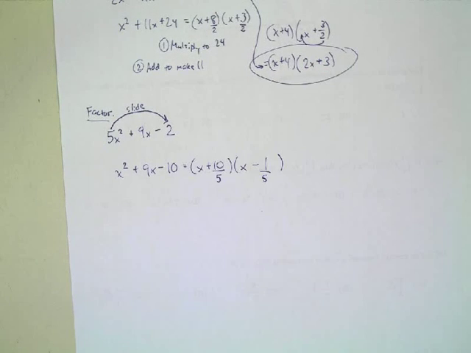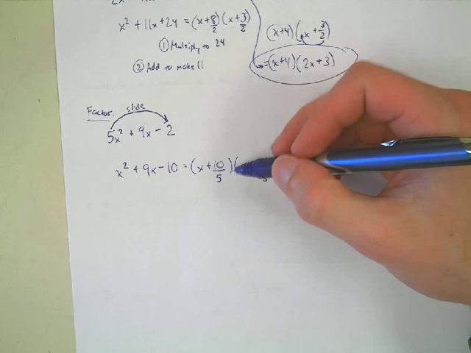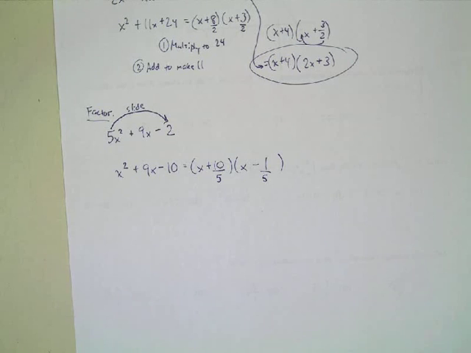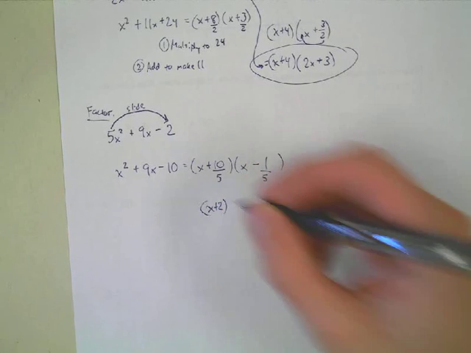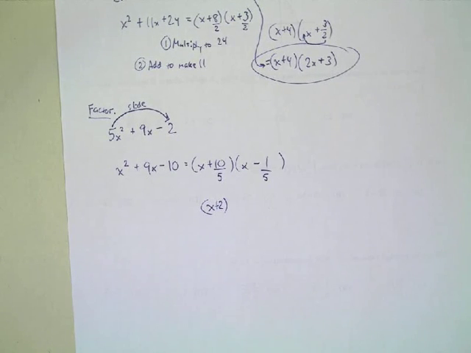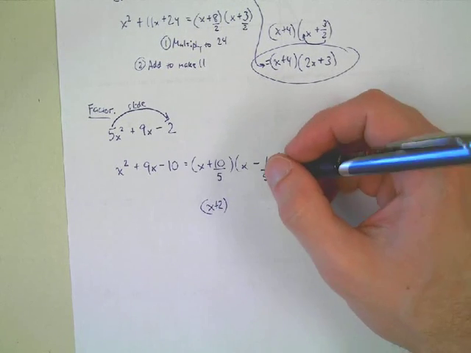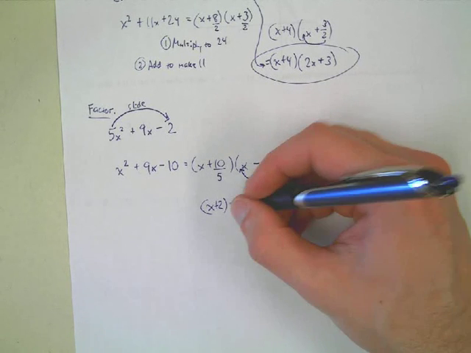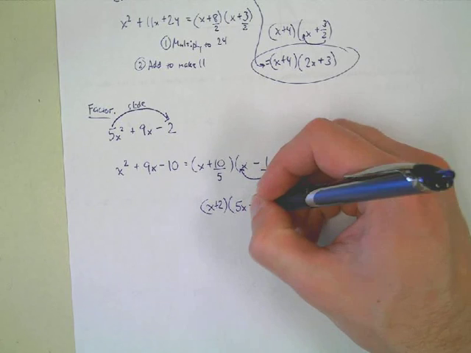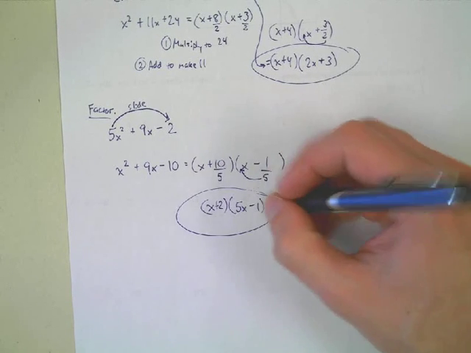Does 10 divided by 5 simplify, Jordan? Makes 2. So we have x plus 2. And then does 1 divided by 5 simplify? Negative 1 fifth. It's just 1/5, right? So it doesn't simplify. So then we'll slide that back in front of the x there, and we have 5x minus 1. And there's our answer. This is equal to that right there.